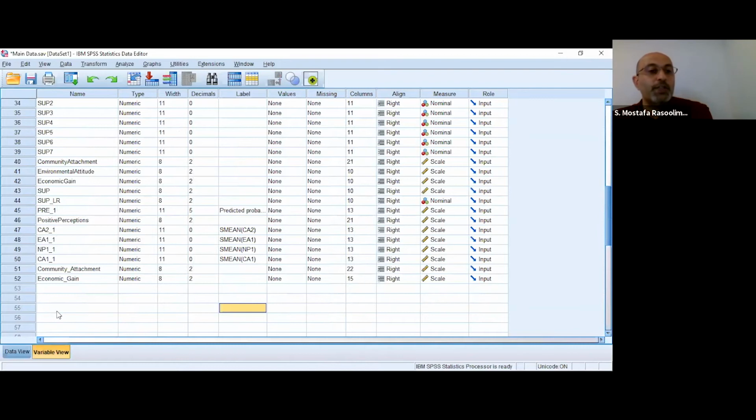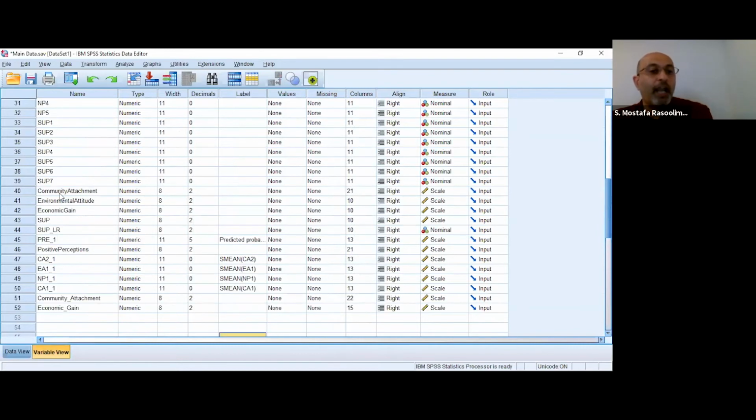So okay, I have two variables called community attachment. One, for example, is before and another one is after an experiment. So we did something and we want to see, is there any significant difference between community attachment before this experiment and after, right?